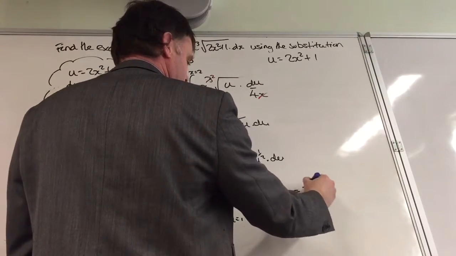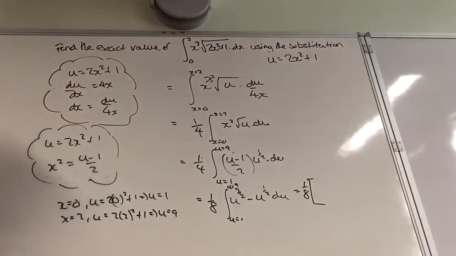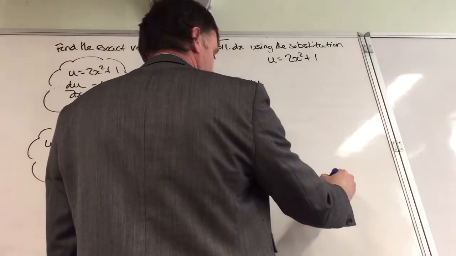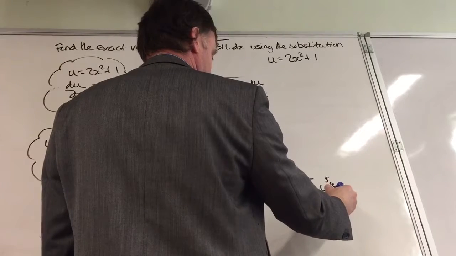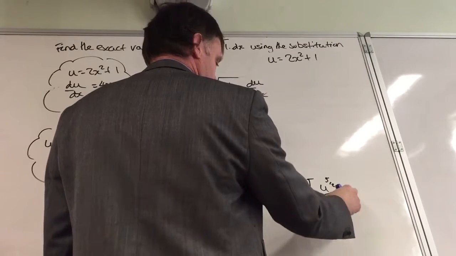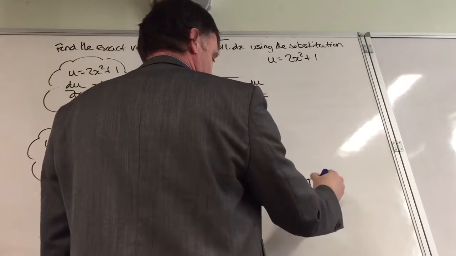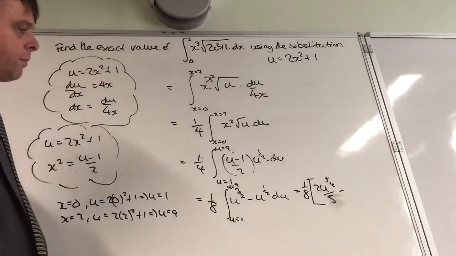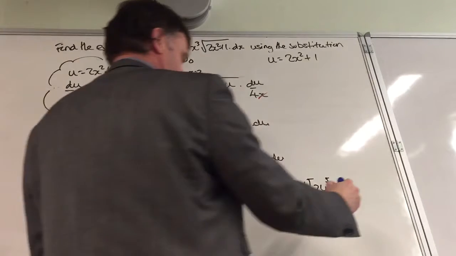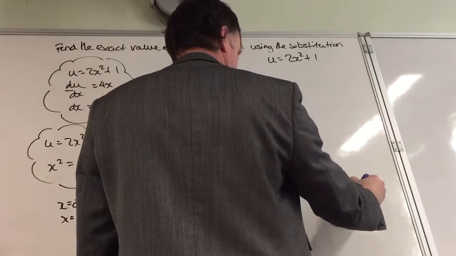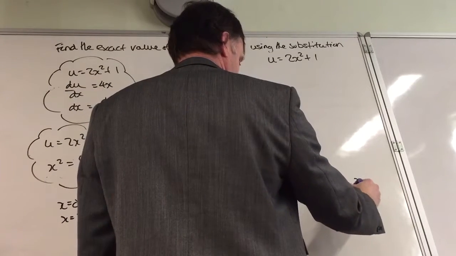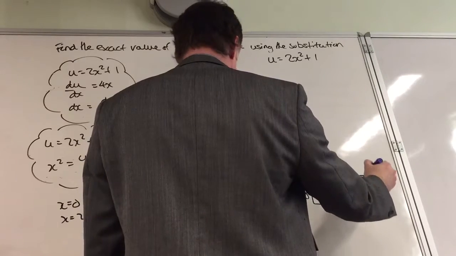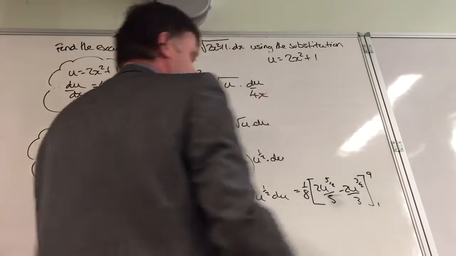Square brackets to show I have integrated. u to the power of 5 over 2 over 5 over 2, so it's 2u to the 5 over 2 over 5. Minus u to the power of 3 over 2 over 3 over 2, so 2 over 3, and that's between 9 and 1.